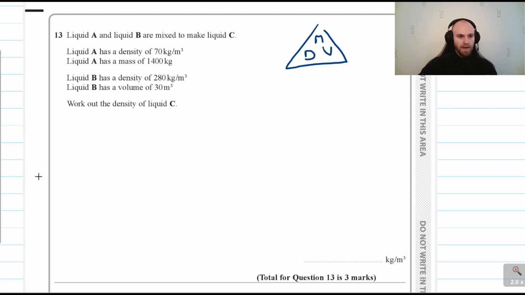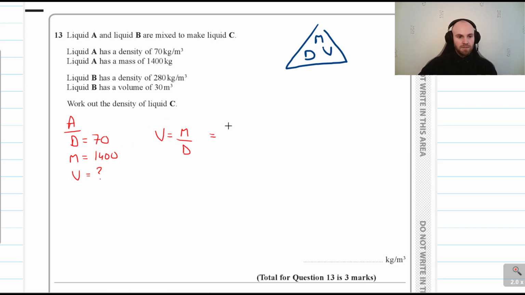So, let's start with A. What do we have here? Well, we have the density. The density is 70 kilograms per meters cubed. We've got the mass, it gives us the mass, and that is 1,400. But we want to find the volume. We don't know that yet. So if we want to find this volume here, we need to have the mass divided by the density. So volume is going to be mass divided by the density.